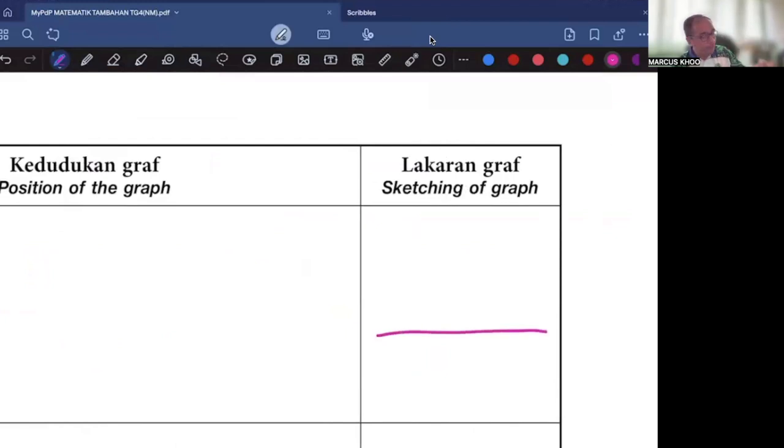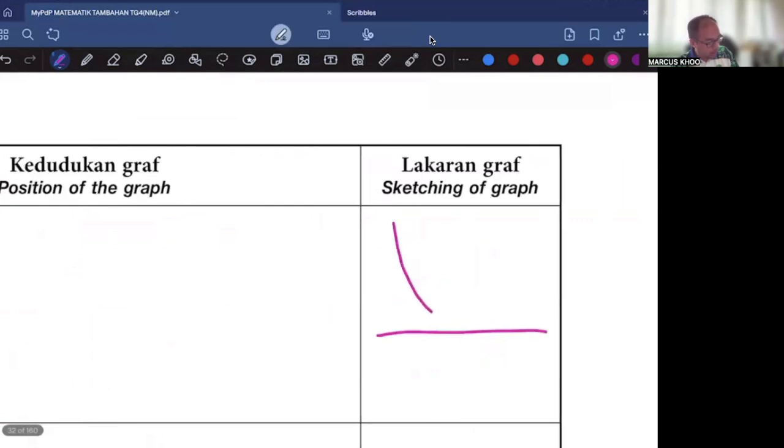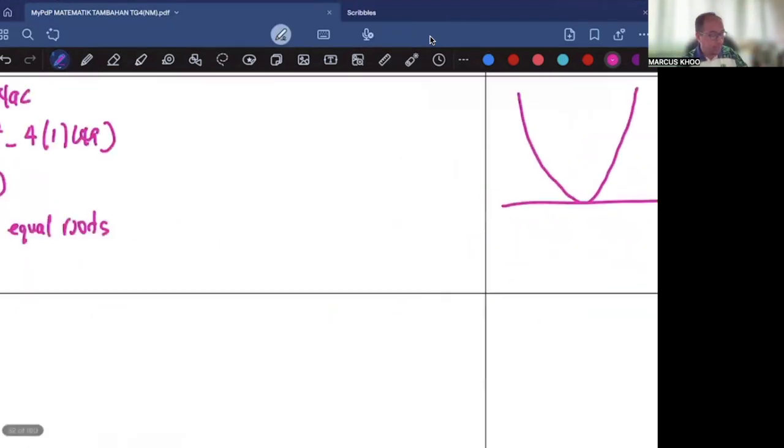So our graph will be like that. It's a U-shaped graph, we established from the beginning. It will look like this, only touching at 1 point. Again, the point of this is to sketch the graph. So just give this a try.